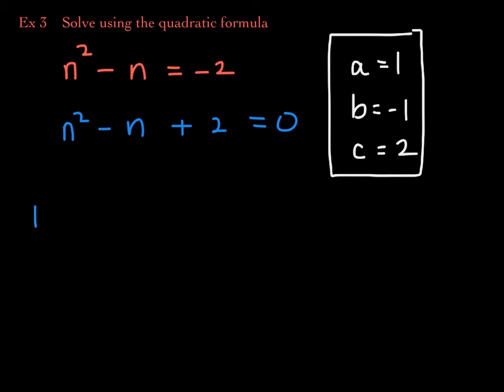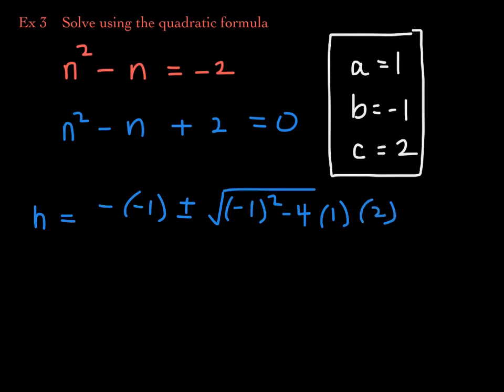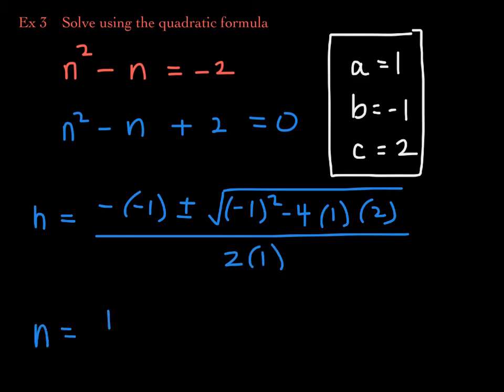So n is equal to, that's what you're solving for, negative 1 plus or minus the square root of negative 1 squared minus 4 times 1 times 2 all over 2 times 1. Okay? So then n is equal to positive 1 plus or minus the square root of 1 minus 8 all over 2.